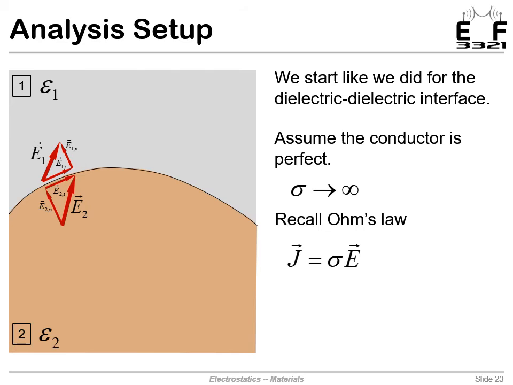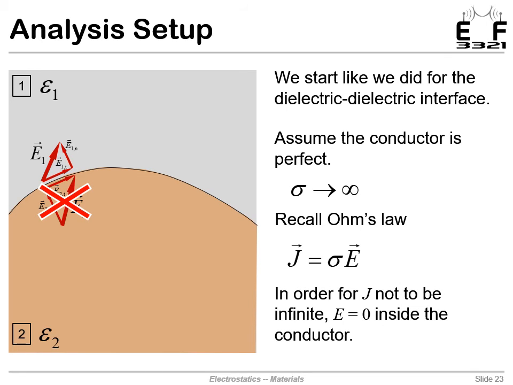Let's think about what that means for Ohm's law. Inside the second medium, the current density will be the conductivity times the electric field. So let's just say we have a reasonable electric field. Let's say it's 1 volt per meter. Well, if we have an infinite conductivity, that would mean we also have an infinite current. That doesn't seem reasonable. And in fact, that can't be. And so it's for this reason that we conclude in order to not have an infinite current in a conductor, the electric field inside of a conductor has to be 0.